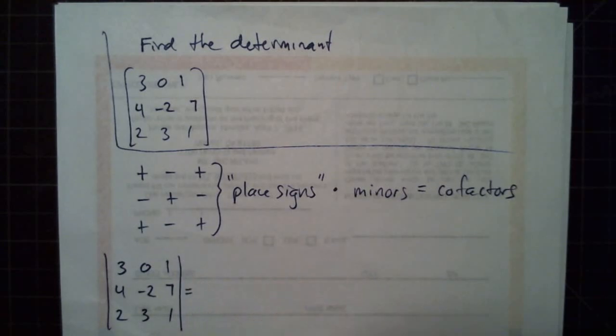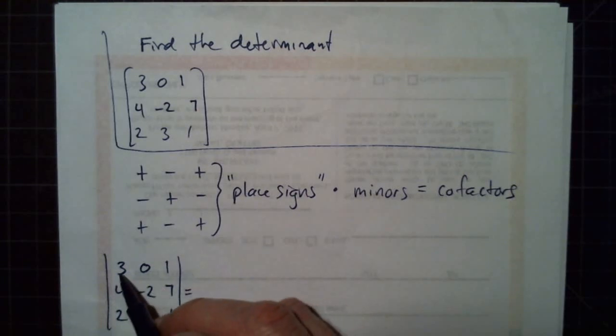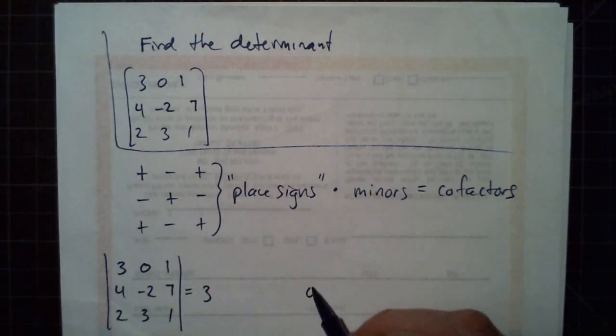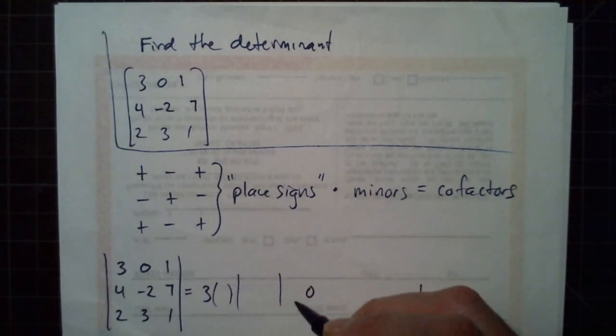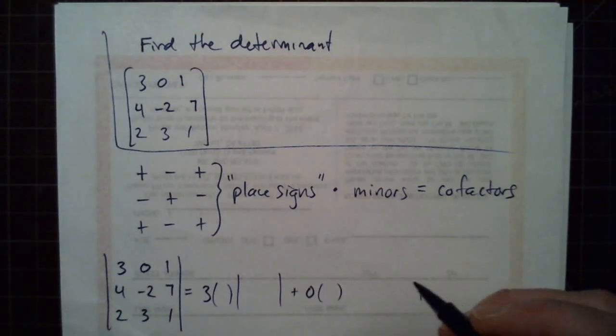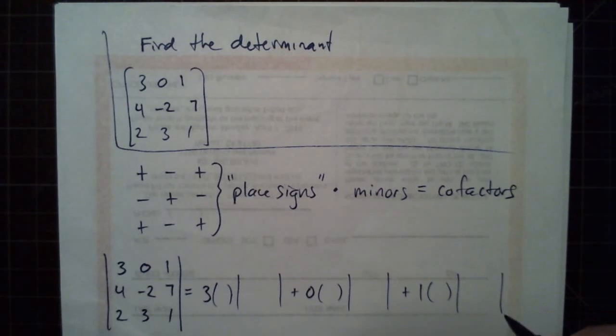Finding the determinant, we can start with, you just choose a row or a column, and it doesn't matter which one you choose. You'll see that choosing one with a 0 in it is a little less work. So let's start by copying that 3, 0, 1. And we're going to have something next to it multiplied by it times a minor.